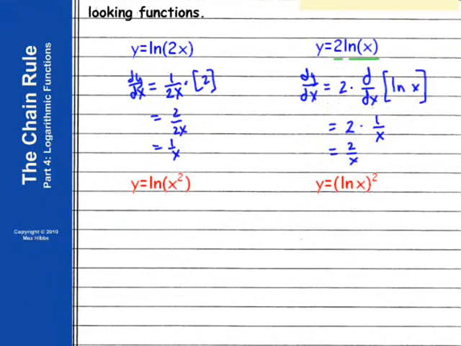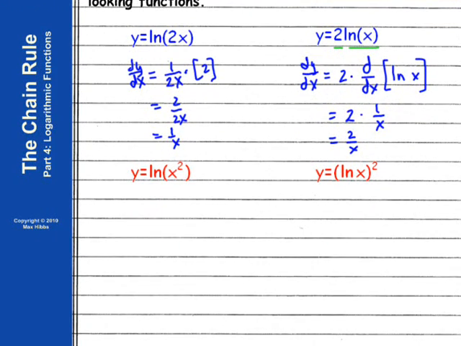Now I'd like to compare the next two functions, and we'll go about finding the derivatives here. Let's look at this first one. We have the natural log of x squared, and here again we're going to have to use the chain rule because our argument is not simply x. So the derivative of y with respect to x is 1 over the argument, so it's 1 over x squared, times the derivative of the argument. The derivative of x squared is simply 2x.